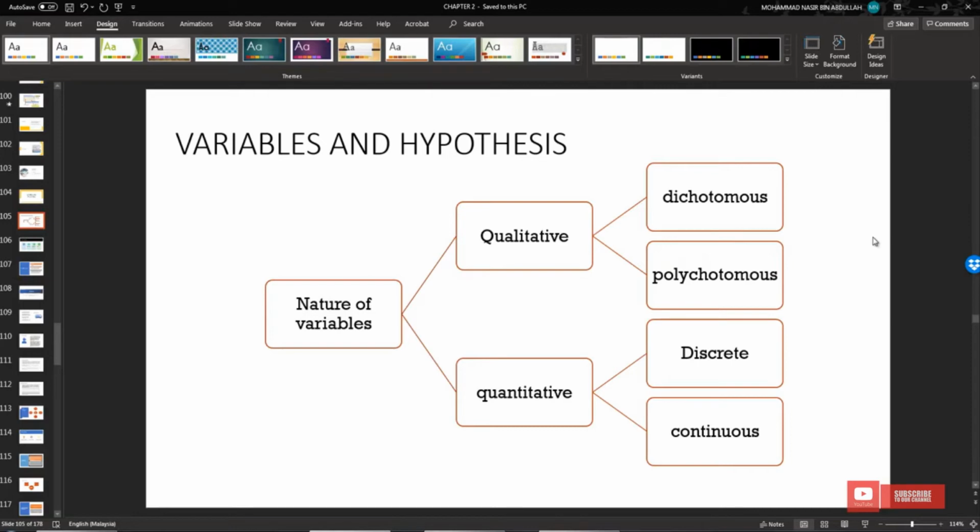Polychotomous means we have a categorical variable with more than two levels. For quantitative variables, we have two types: discrete quantitative variables and continuous quantitative variables. A discrete quantitative variable only takes whole numbers. A continuous quantitative variable takes a variety of numbers, meaning it can take any number in a range of its nature.